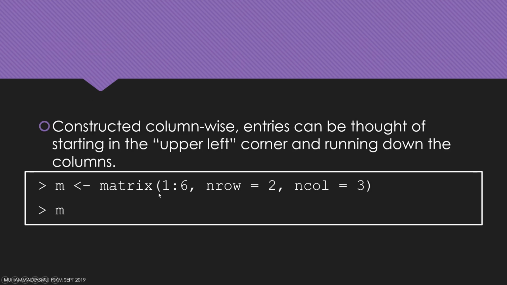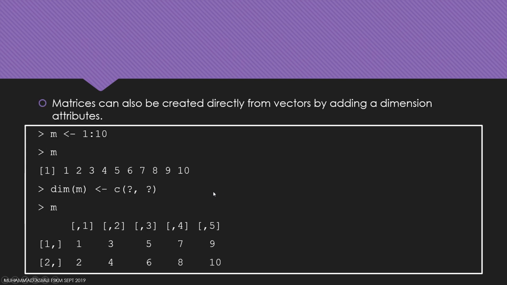Alright. So when creating a matrix, R fills it column-wise. It starts from the upper left corner and runs down the columns. As an example, we want to create a matrix from a list of numbers from 1 to 6, with number of rows 2 and number of columns 3. What happens? It will start from the upper left and fill column-wise.